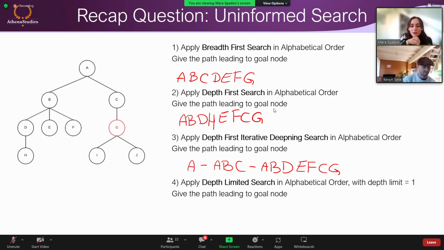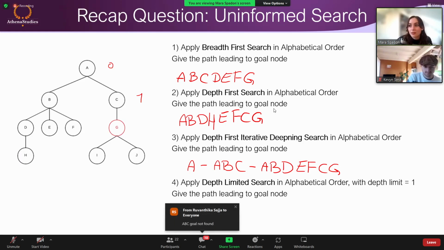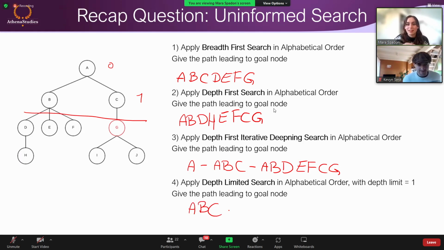Okay. So the last one is depth limited search. And we say we have a depth limit of 1. So which nodes do we explore? And do we find the goal with this one? So remember, this is depth 0. Well, I don't think we find the goal with this one. Yes, exactly. Which nodes does it explore? Only depth 0 and depth 1. Yes. So ABC, right? Yes, exactly. Great.